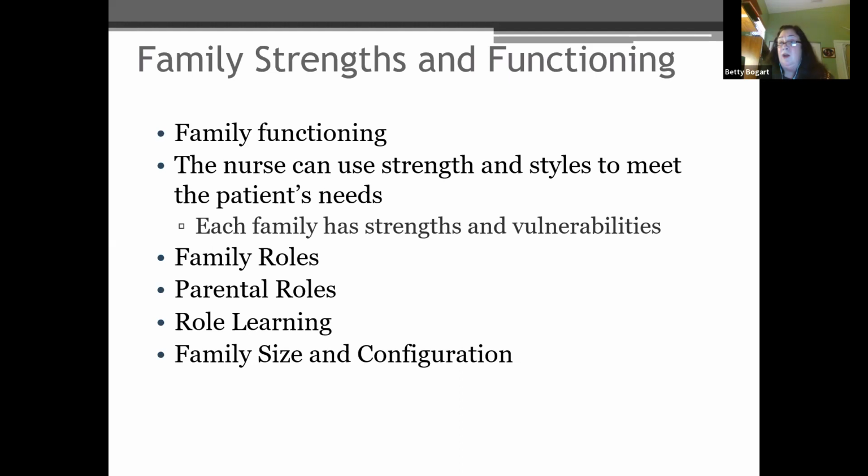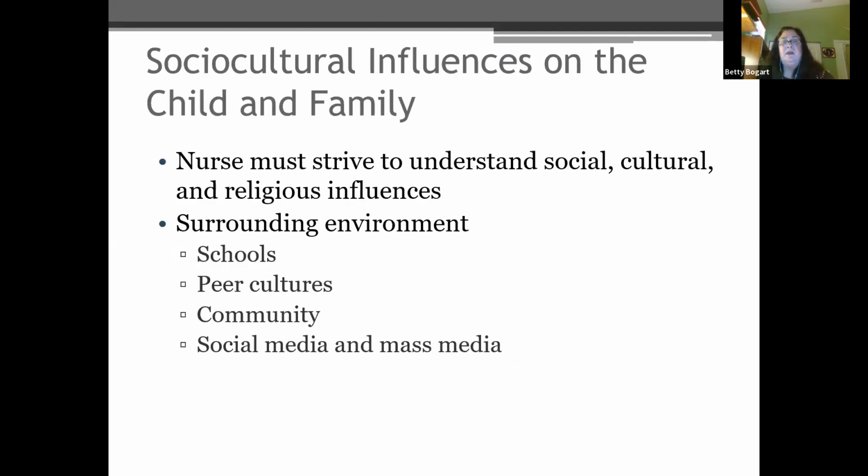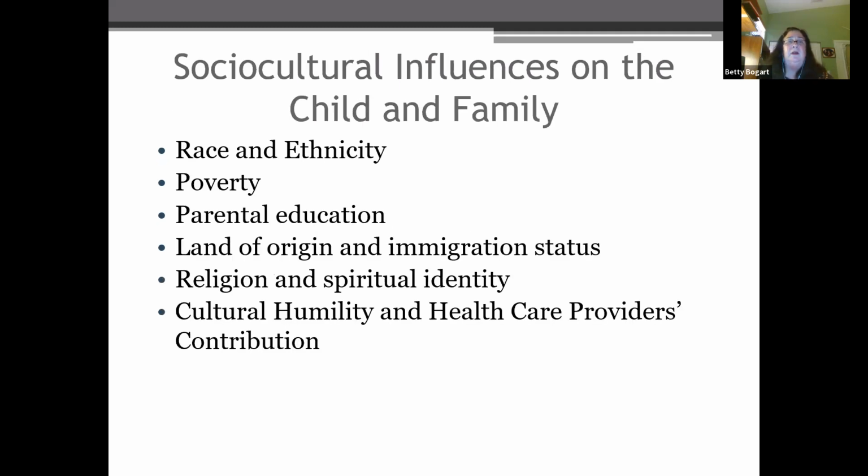So if I don't know, I'll say, okay, who am I going to talk to? Who do I need to teach? And that will give me an opening to understanding how to work with that family. And it gives them respect for me, because I respected them first. As I said, you need to understand the social, cultural, and religious differences. It makes a big, big difference in how you take care of them.